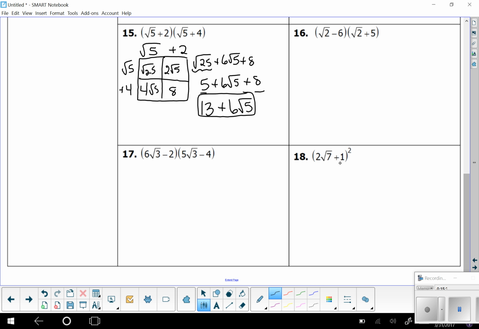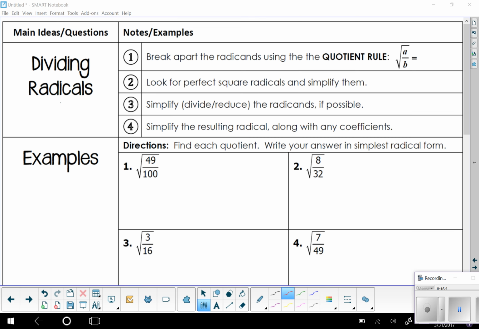We're not going to do it, but this right here, I want to make sure you understand. This is 2 square root 7 plus 1 and 2 square root 7 plus 1. This squared means that there's 2 of the same parentheses. So for the next set of notes, it's the same idea, but now we're going to do the quotient rule, where you either can reduce them or you can break them apart.